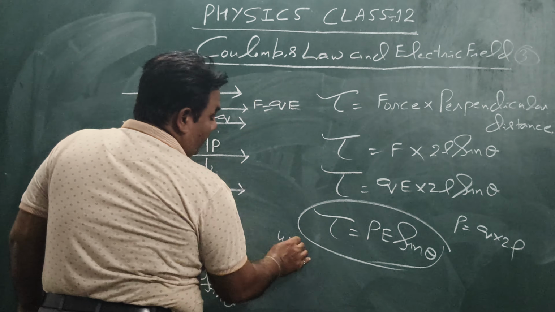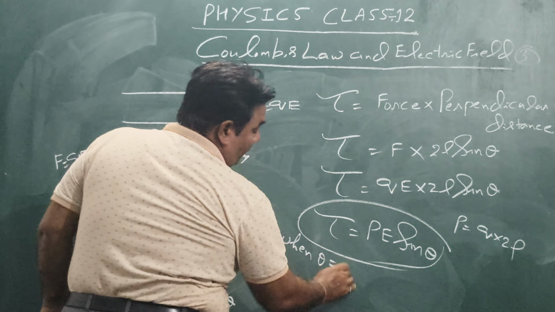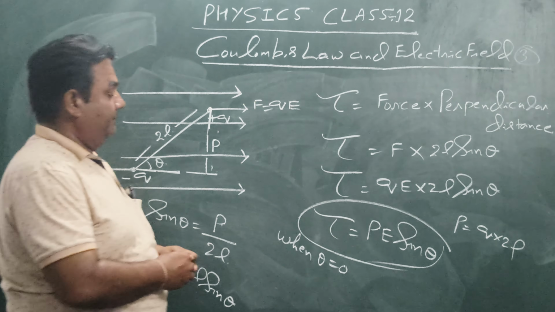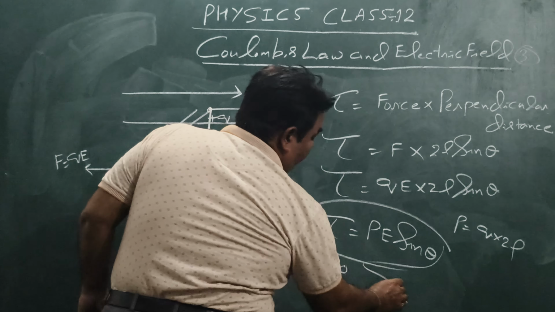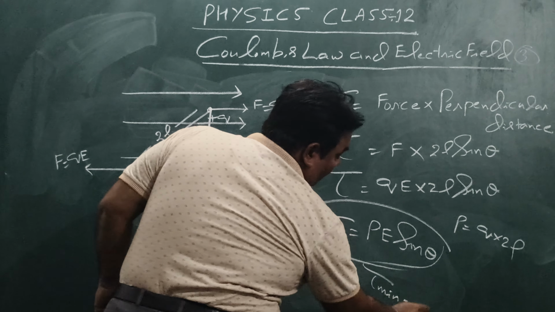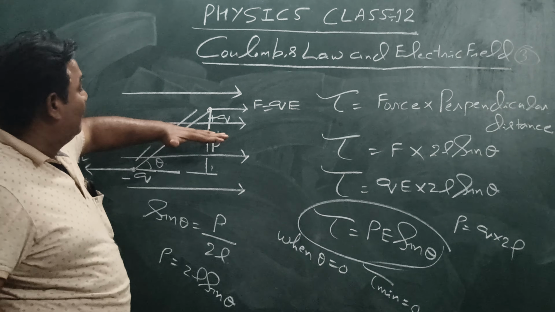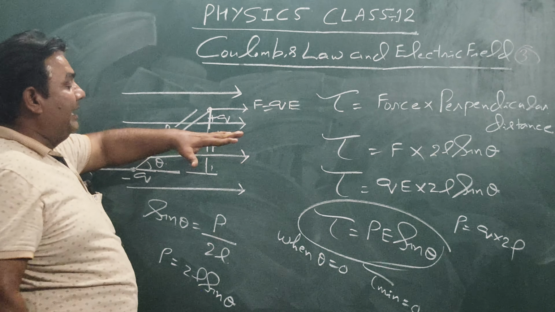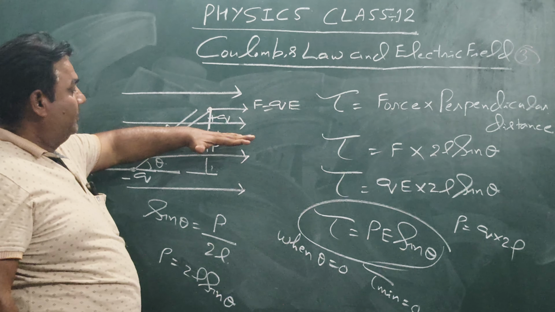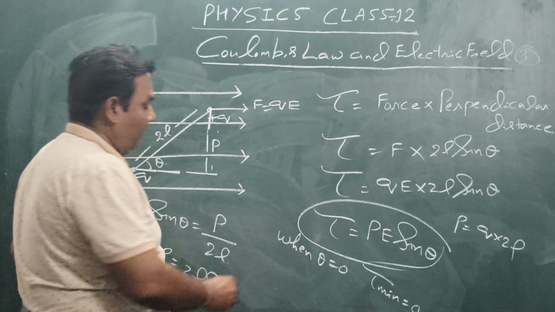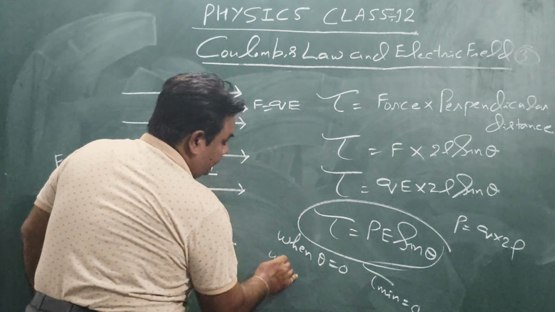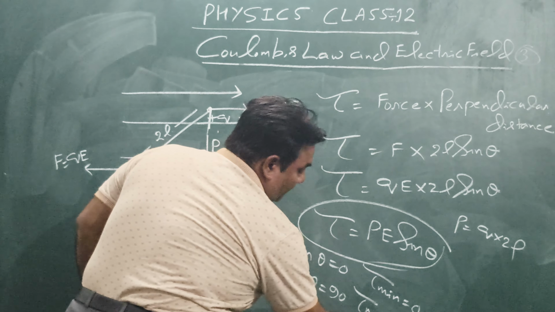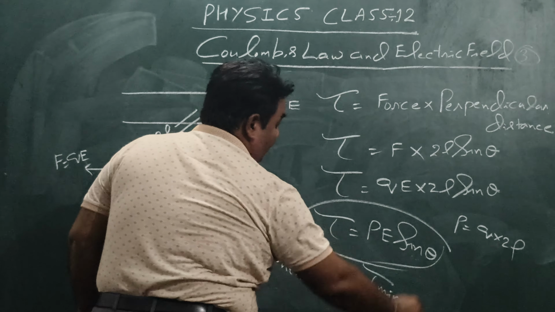When theta is 0, it means the electric dipole is placed parallel to the electric field, and the torque is 0. Sine 0 is 0, so the minimum torque is 0. Because when the electric dipole is parallel, these two forces are equal and opposite and their line of action is the same. They cancel each other and the resultant force is zero. So torque is zero.